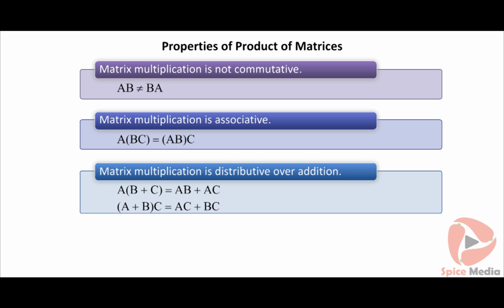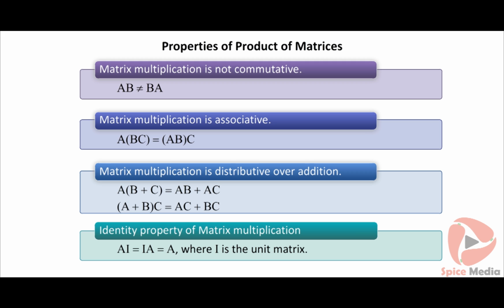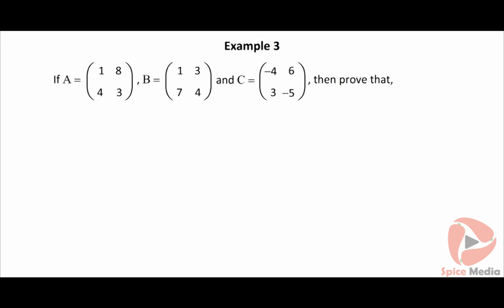Matrix multiplication is distributive over addition. That is, A(B + C) = AB + AC, and (A + B)C = AC + BC. Identity property of matrix multiplication is AI = IA = A, where I is a unit matrix.